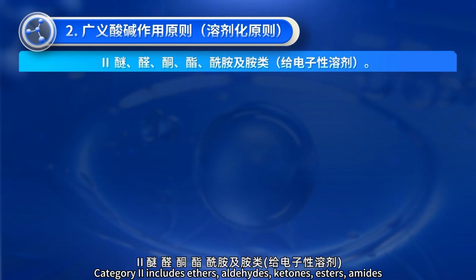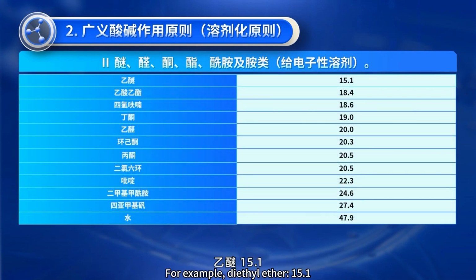Category 2 includes ethers, aldehydes, ketones, esters, amides, and amines, electron-donating solvents. For example, diethyl ether 15.1, ethyl acetate 18.4, tetrahydrofuran THF 18.6, butanone MEK 19.0, acetaldehyde 20.0, cyclohexanone 20.3, acetone 20.5, hexachloroethane 20.5, pyridine 22.3, dimethylformamide DMF 24.6, tetramethylene sulfone sulfolane 27.4, water 47.9.